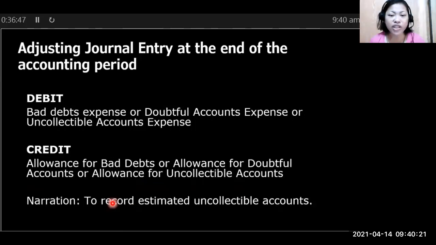Okay, so the adjusting journal entry at the end of the accounting period is you debit either bad debts expense or doubtful accounts expense or uncollectible accounts expense. And then you credit allowance for bad debts, allowance for doubtful accounts, or allowance for uncollectible accounts, and that is the contra asset account of accounts receivable. In the narration, you just say to record estimated uncollectible accounts. Let's have an example.